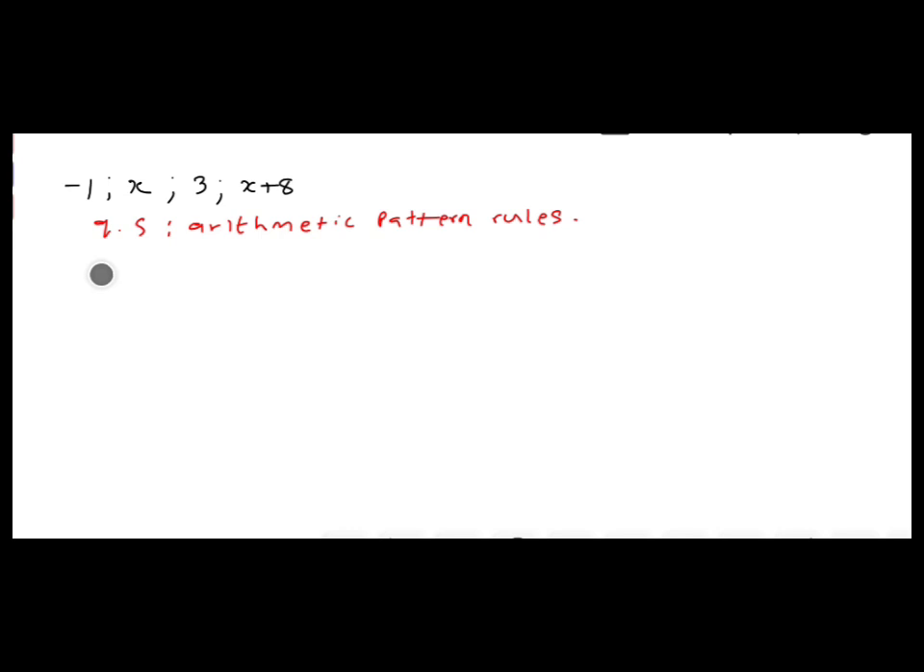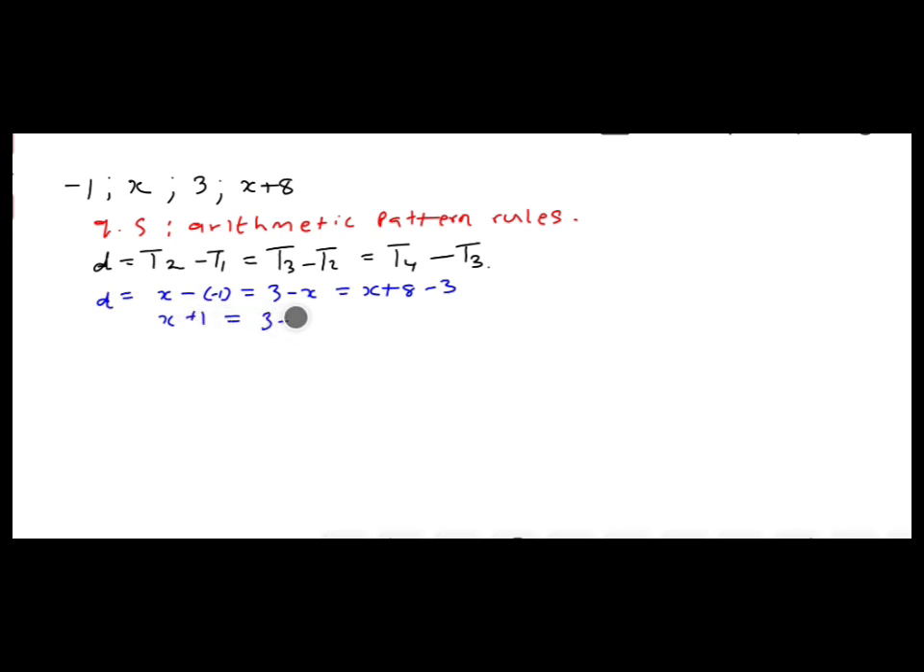So in other words, we will be using the common difference form: t2 minus t1, t3 minus t2 equals t4 minus t3. We will stop at this because we have a total of 4 terms. So now let's go ahead and substitute them and see what we get. That'll be x minus 1, 3 minus x, plus 8 minus 3. You get x plus 1 equals 3 minus x, and you get 3 minus x equals x plus 5.